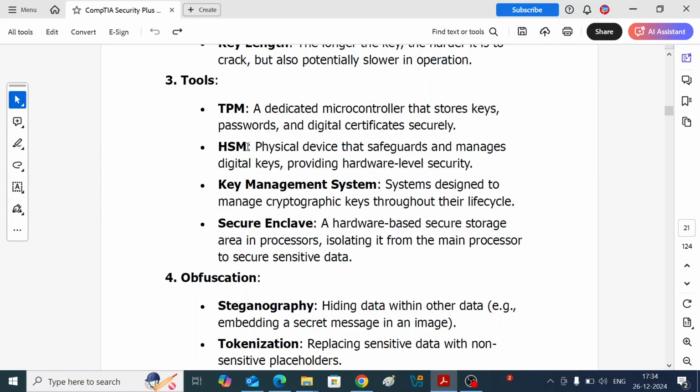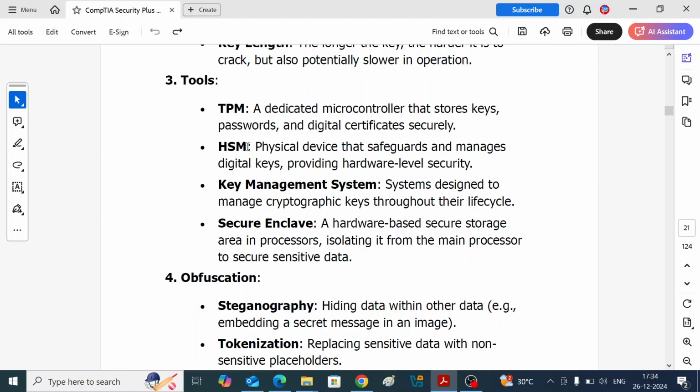HSM performs all these functions. So I repeat, they perform cryptographic functions. What is a cryptographic function? It's encryption, decryption that we know, then digital signing, DigiSign what we call, and key generation. They also generate keys within a tamper resistant hardware device. So both TPM and HSM are related to hardware.